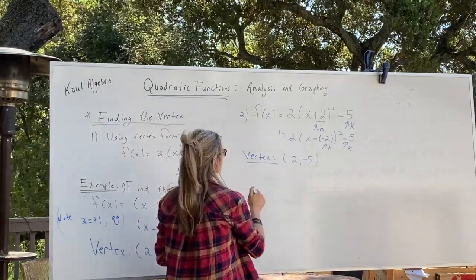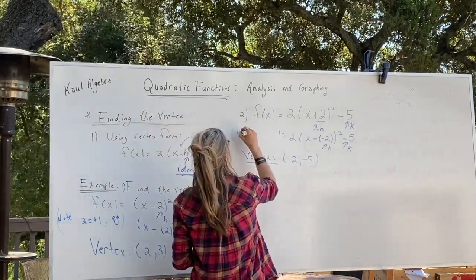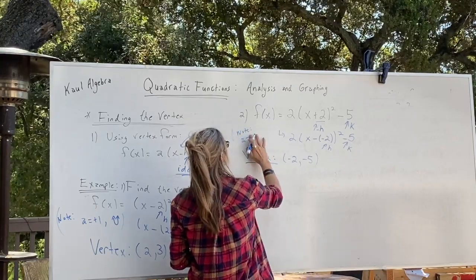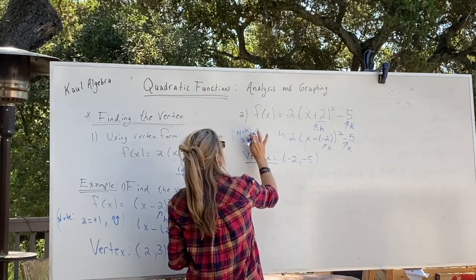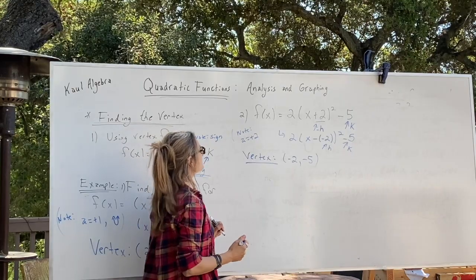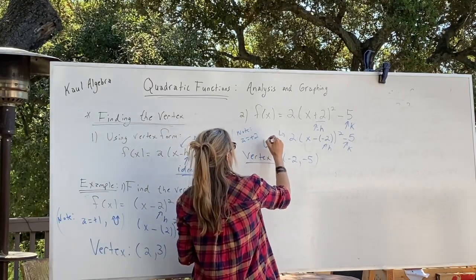And I can look at this and I can see also, a little side note, that my A value is equal to 2, which is a positive 2. I'll just emphasize that positive, even though it's understood positive. We just write the number, so we know it opens upward.